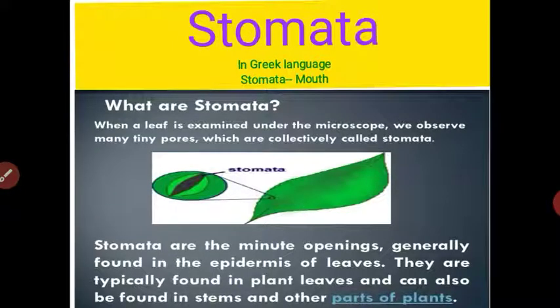In the last video I explained the process of photosynthesis and the raw materials required for it. In this video I am going to explain a new topic, stomata. Stomata means what? It is a small opening on the surface of leaves.